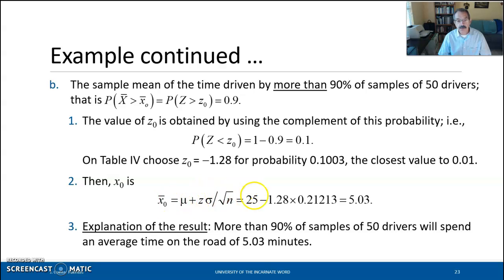So we replace the values that we know for the mean, the z value that we found, the standard deviation divided by the square root of 50, and we find that x0 is 25.03. So again, the explanation of this result is that more than 90% of samples of 50 drivers will spend on average a time on the road of 25.03 minutes. All right, so this is the result for part B.